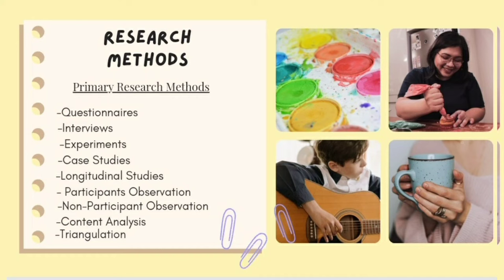And then we move on to our third research method, which is experiments. Experiments are not frequently used in sociology. You need to understand that in sociology, you have two kinds of experiments. There are laboratory experiments, which are carried out in an artificial setting, and they're carried out mostly in labs, as the name suggests.